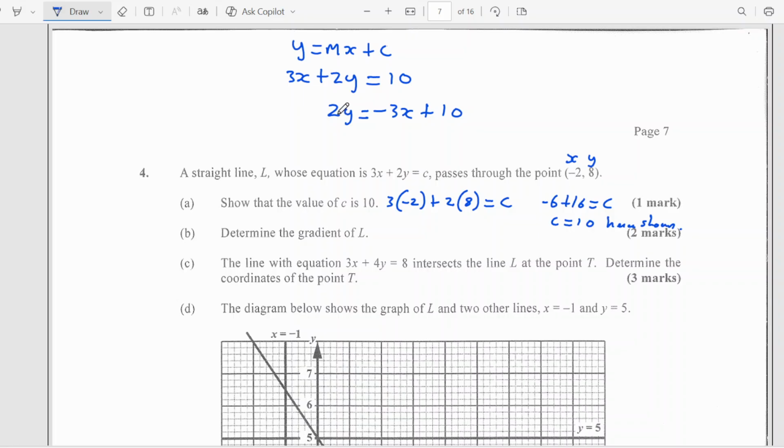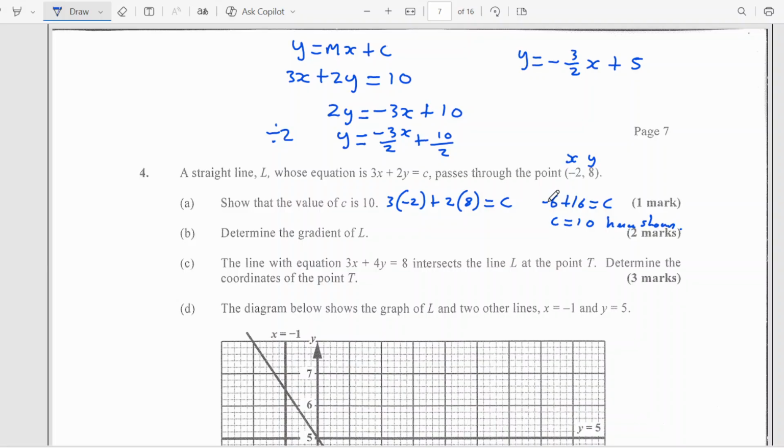Now we want y by itself, so what do we have to do with this 2? Right. So to get rid of this 2, we need to carry it across and divide. So you can just say divide by 2. When you divide by 2, everything here goes under 2. 3x under 2 plus 10 under 2, right? So here we have now y is equal to negative 3 over 2x plus 10 over 2, which is 5.